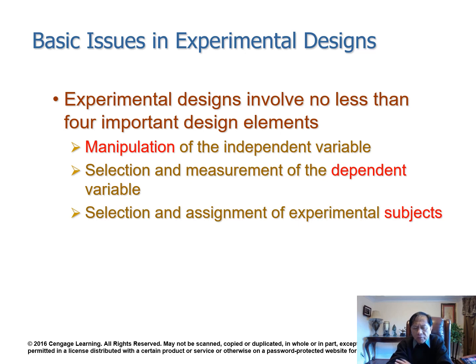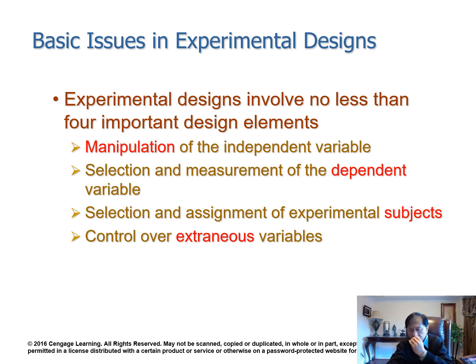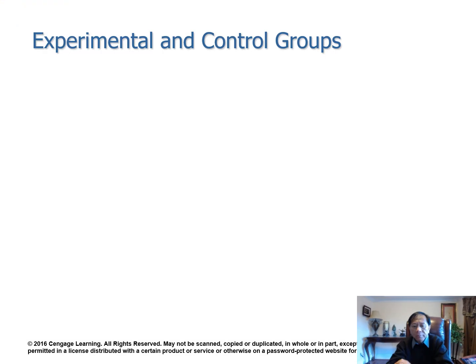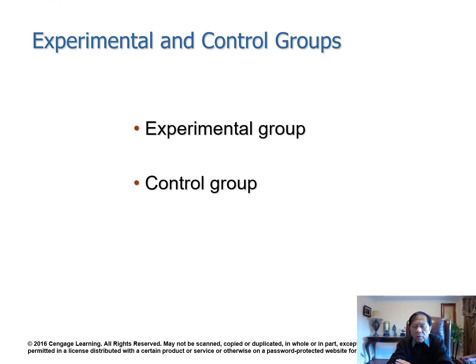Select and assign experimental subjects: put people into the experimental setting. You need control over extraneous variables. Then experimental group versus control group. The experimental group is the one that gets the experimental conditions, the treatment. The control group does not get the treatment.